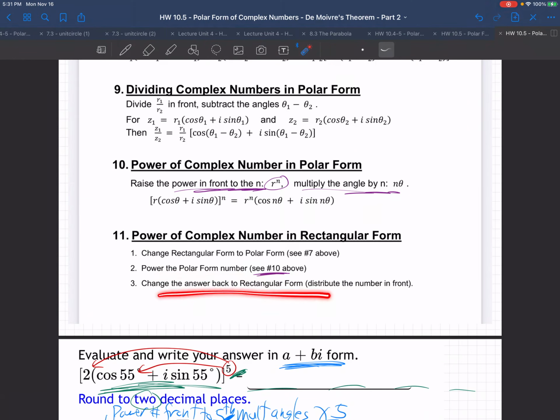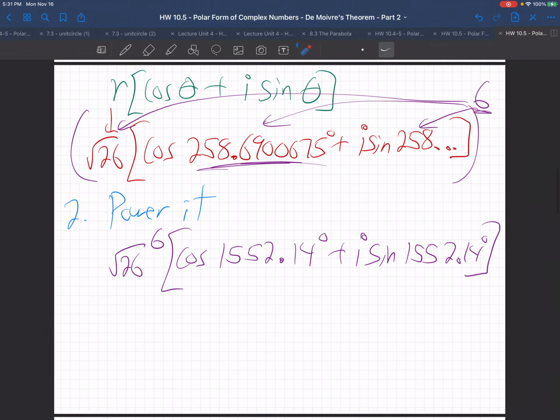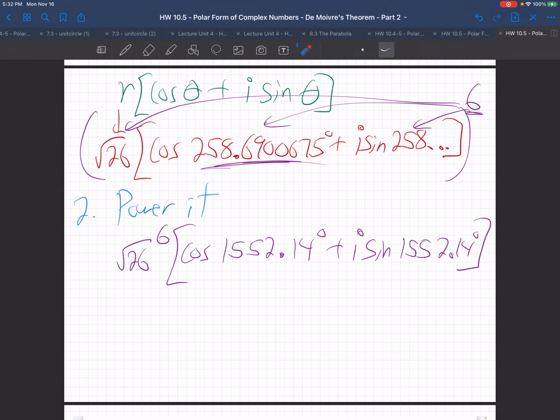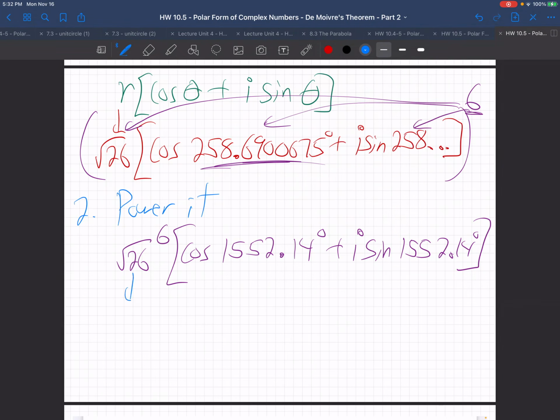All right? And then it says, down here in the instructions, step 2, power it. Step 3, change it back to rectangular by distributing the number in the front. So now we just take that number in the front. What is square root of 26 to the 6th power? Take your calculator, take square root of 26 to the 6th power, and you'll get a nice clean number. Don't put in a decimal. Do exactly what it says. Square root of 26 to the 6th power.